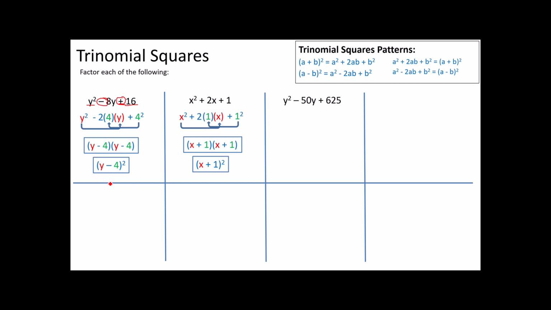How about this one? Y squared is a perfect square. 625 is a perfect square. Is the middle 2 times the 25 times the y? It is. Therefore, this is y minus 25 times itself, or y minus 25 squared.